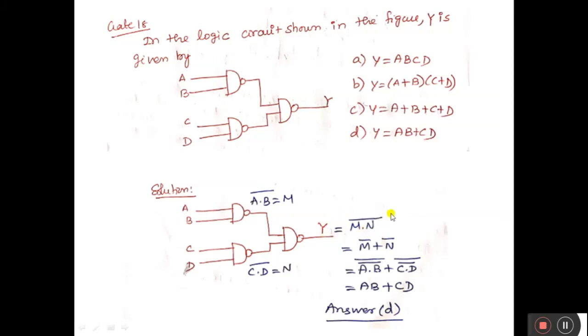So this I can split as M bar plus N bar. This M I can write as A dot B whole bar, one more bar is here, plus this N, CD whole bar, one more bar is there. These two bars are cancelled. If this cancels, the final answer is AB plus CD, that is given in option D.